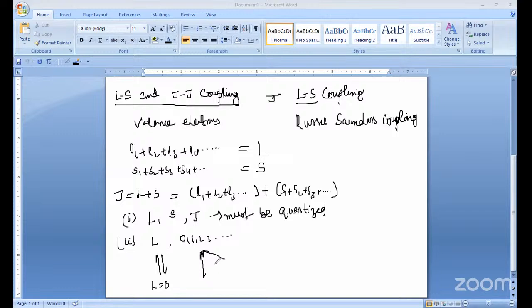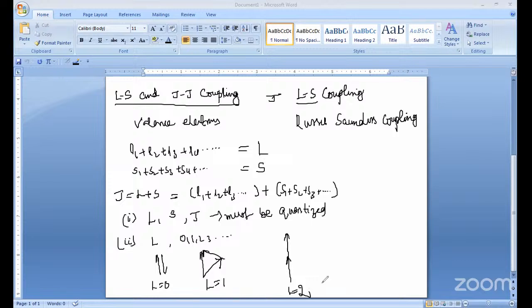Both are in the same direction. This is the resultant vector J. So L is equal to 1 we have. In the case of L equal to 2, both are in the same direction like this, so L equal to 2 you are going to get, depending upon the number of electrons in the atom and the direction of their orbital vectors.